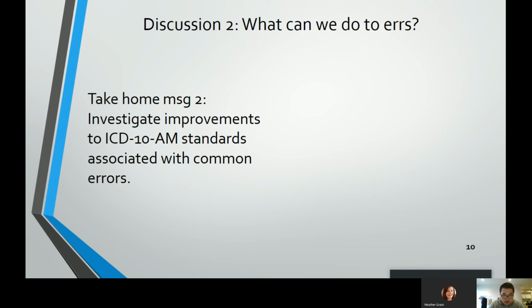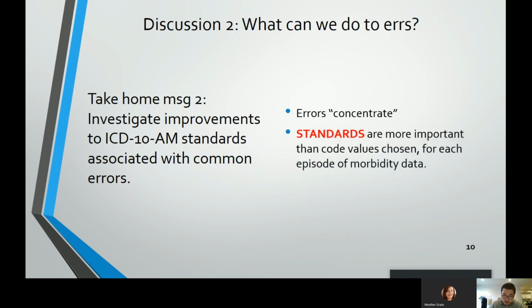So, what can we do about those errors? As my second discussion point, I strongly advocate that people research episodes of ICD-10-AM to investigate improvements to ICD-10-AM standards associated with common errors. Since these errors tend to concentrate on particular standards that introduce them, although they appear as choosing a wrong code value in the episodes, the code value is not the key concern. Rather, the standards leading to this wrong choice of code value matter.